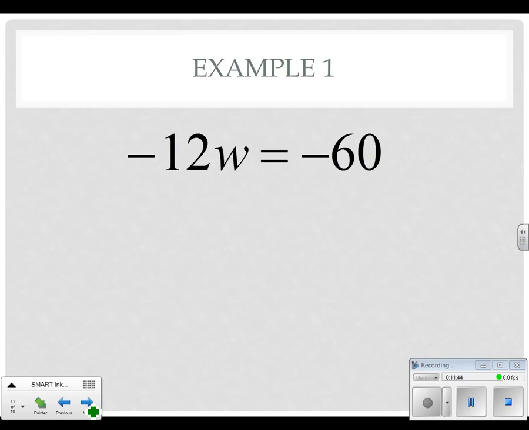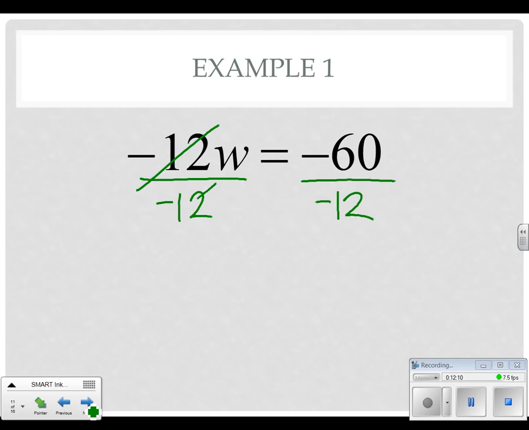In this example, we want to get the W all alone, and the W is sitting right next to the -12, which means multiplication. You want to undo the math. You want to do the opposite. So if it's multiplying, to get the W alone, you do the opposite. You divide. Now you're going to divide by the number that the W is being multiplied by. And if it's a negative, make sure you divide by the negative. Whatever you do to one side, you do to the other side.